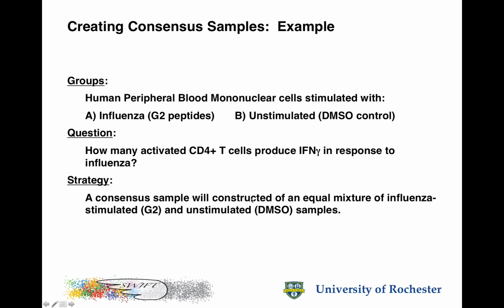And what we would like to know, our target population, is how many activated CD4 T cells produce interferon gamma in response to influenza. So the strategy would be to take a consensus sample constructed from an equal mixture of influenza-stimulated and unstimulated samples, so that we hope to get representation of both the stimulated and unstimulated subpopulations.